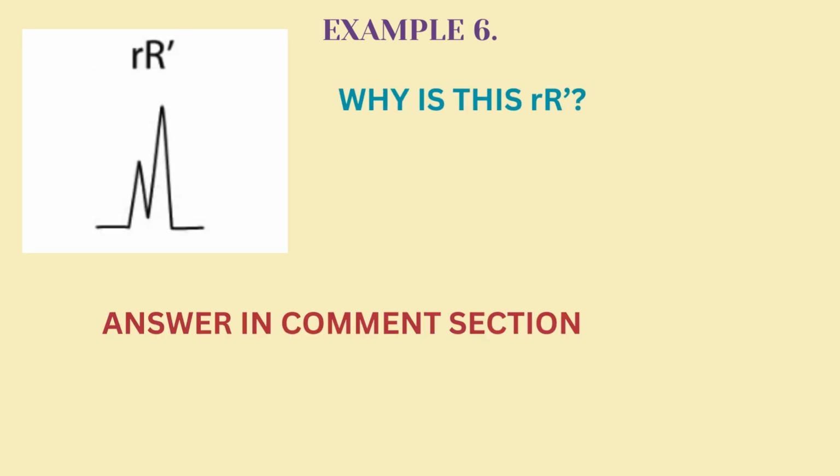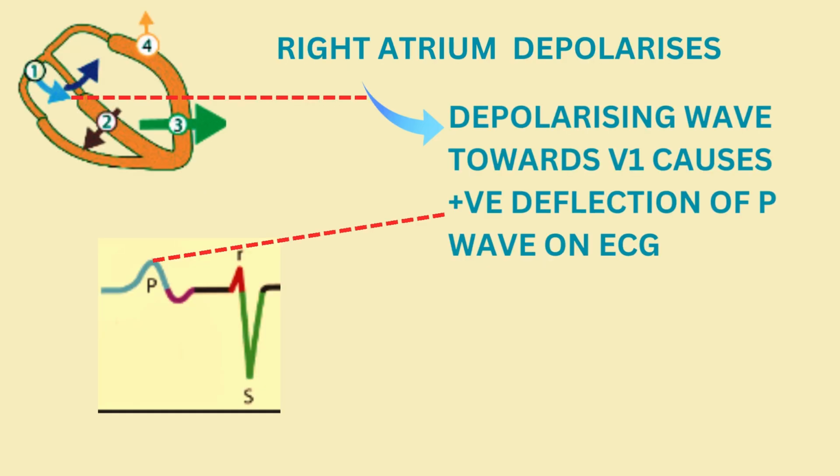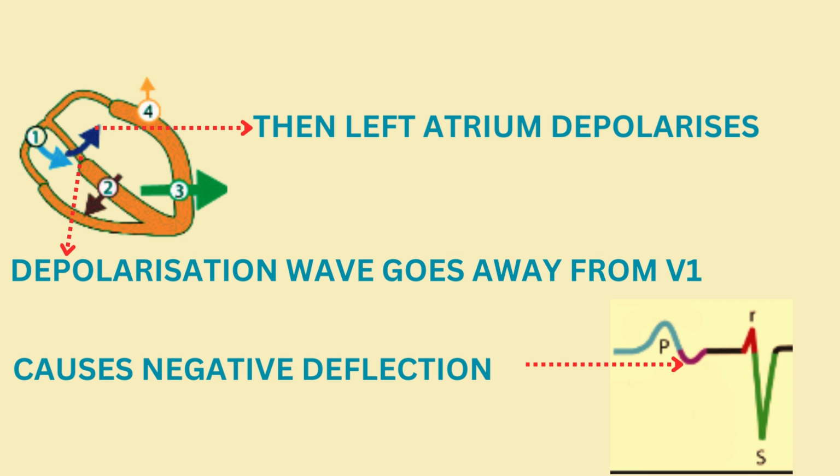Precordial leads cover the heart from all directions, in depth and from a wide range. When the right atrium depolarizes, the depolarizing wave travels towards V1, causing a positive deflection of the P wave on ECG in the V1 lead. As the left atrium depolarizes, the depolarizing wave travels away from V1, causing a negative deflection in the P wave, making it a biphasic wave in V1.